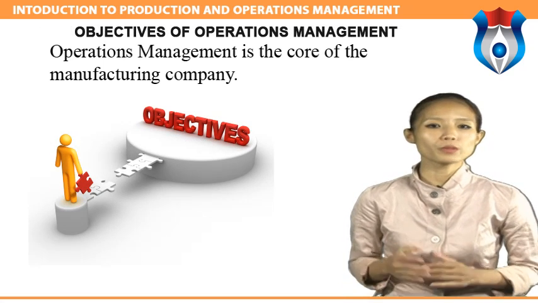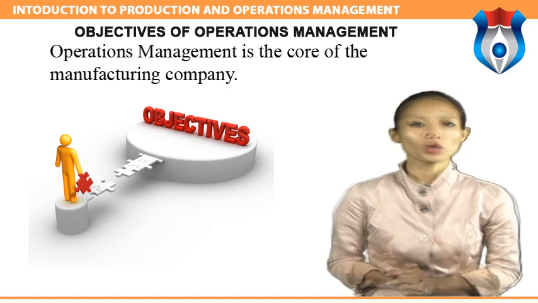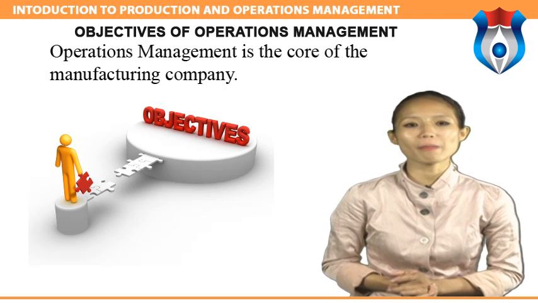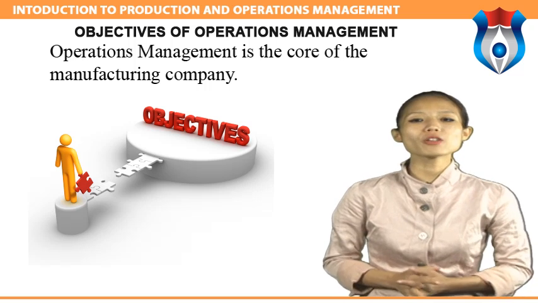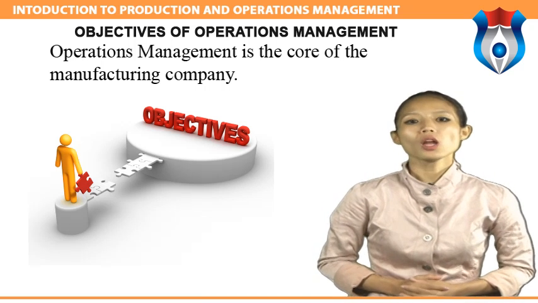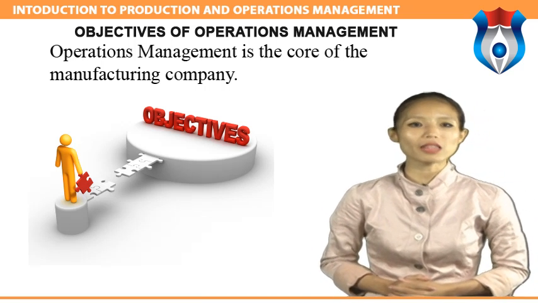Let us now look at the objective of operation management. Operation management is the core of the manufacturing company. It is a combination of various disciplines. Operation management, often called production management, includes 10 things.